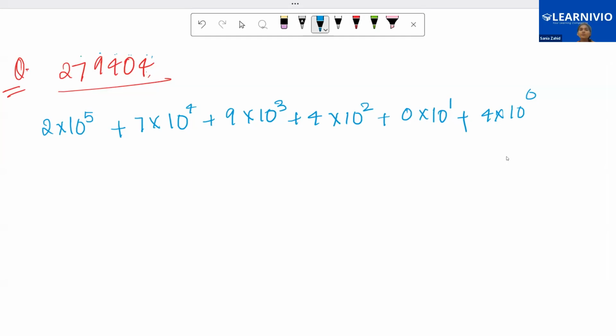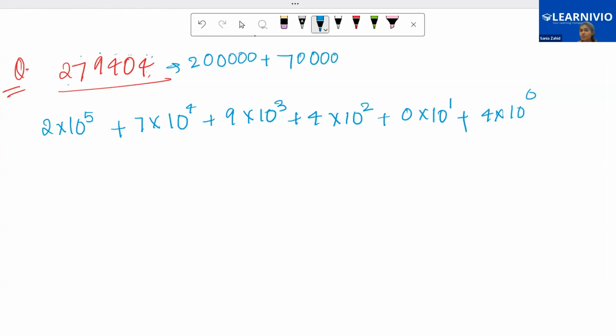See, we need to write them in expanded form. So how do I write 2? If you consider the usual expanded form, so how do you write? You write 2, then 1, 2, 3, 4, 5 plus 7. You write the place values like this.